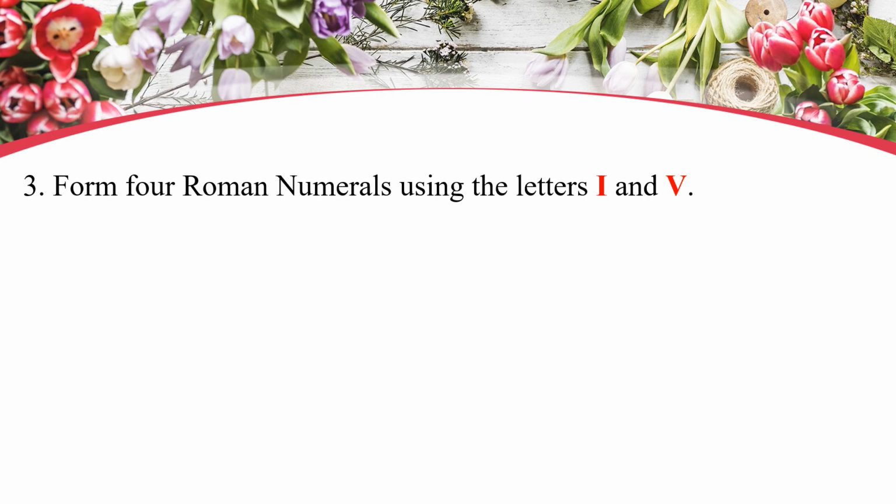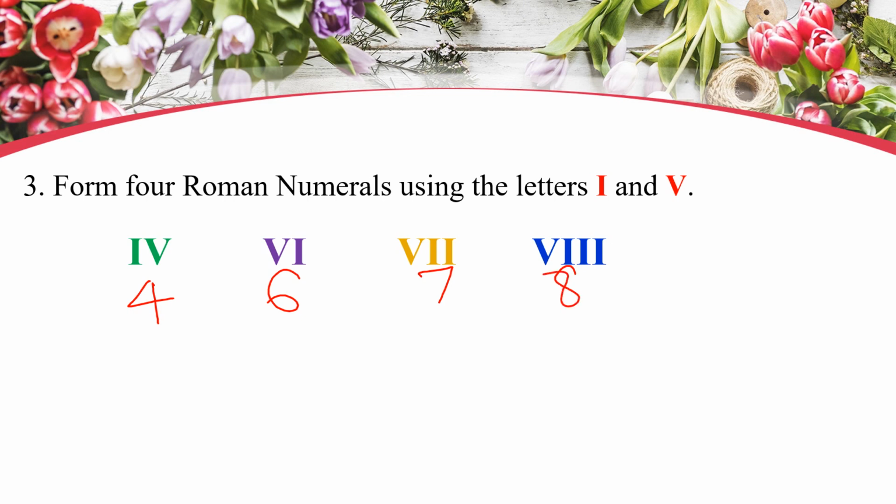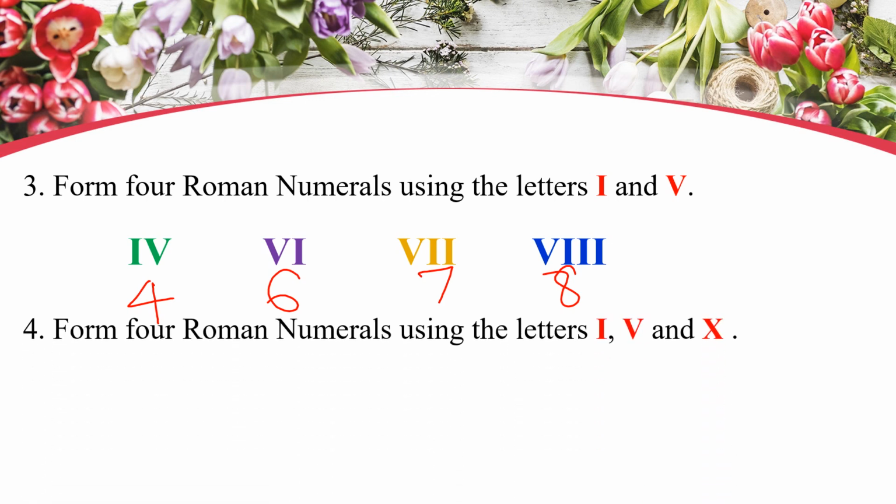Third question. Form 4 Roman numerals using the letters I and V. It's very simple, right? We can write IV. The value of IV is equal to 4. And VI, the value of VI is equal to 6. And VII, the value of VII is 7. And VIII, the value of VIII is 8. So, using the letters I and V, we can form 4, 6, 7 and 8.